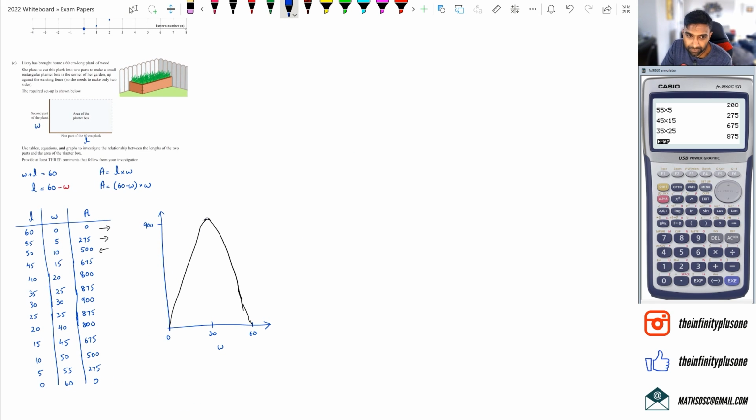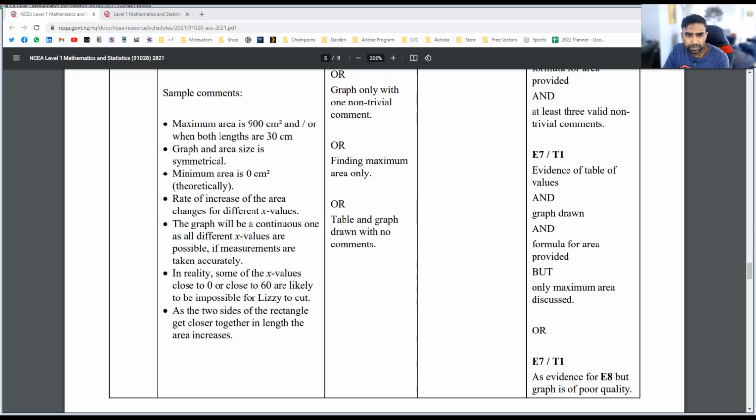So my first comment could be that maximum area. That's a really good one that always seems to pop up. So I could say maximum area is 900 when both lengths are 30. The graph is symmetrical. Let's have a look what these guys have actually said. So what have we got? Minimum area is 0. Well, we know that, because if we actually choose one side to be 60, then minimum area is going to be 0.